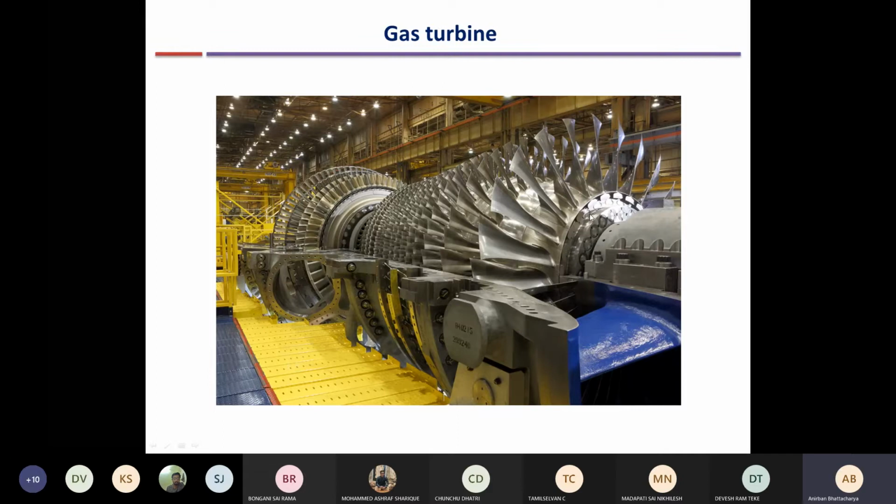and the work input comes from the rotation of the shaft. So instead of electric power, the shaft is rotated by the turbine, and that rotation of the shaft causes the rotation of the blades of the compressor, which actually compresses the air. So this is the first part of any gas turbine.